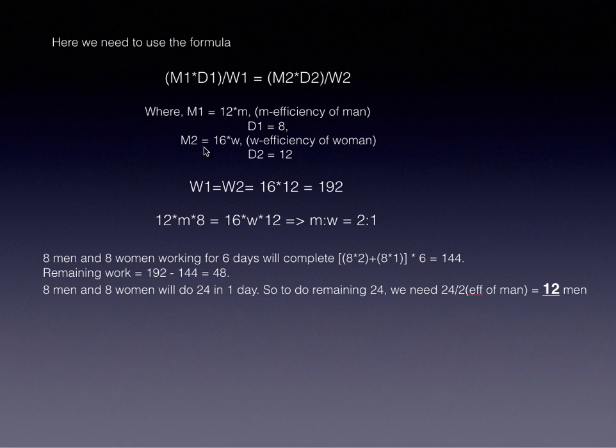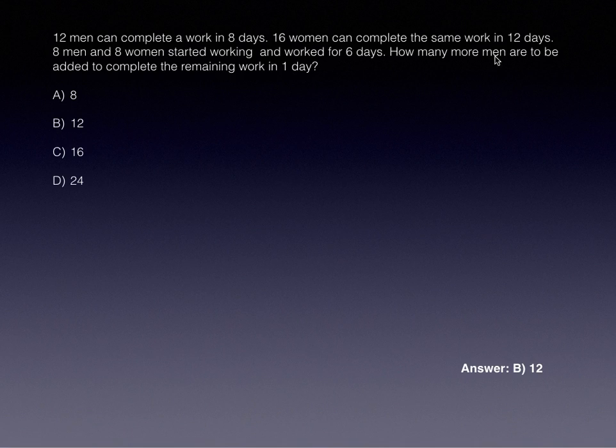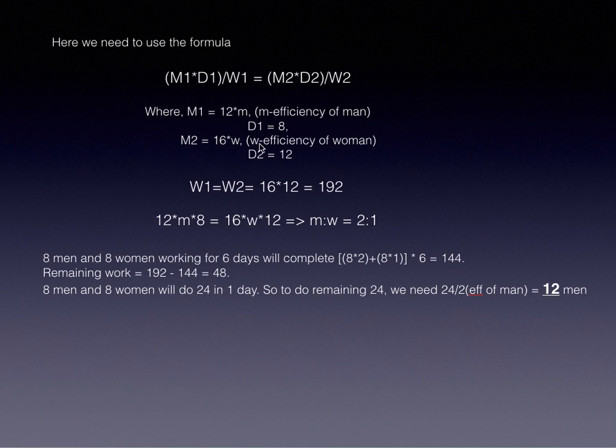And in the case of M2, 16 women can complete the same task in 12 days. And we don't know the efficiency of one woman. Therefore, we write w for that. w is the efficiency of a woman, and the total efficiency of 16 women will be 16 into w. And the number of days taken by them is 12 to complete the work. And here it is given that W1 is equal to W2. That is, to complete the same task, 12 men take 8 days and 16 women take 12 days.